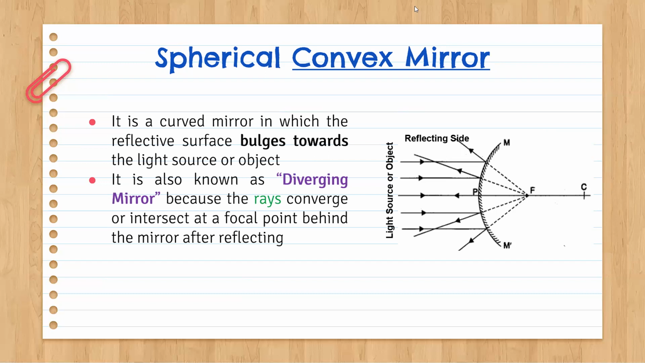Now, this is only a representation if the rays continue to pass through the mirror. But in reality, it does not, since the light rays are already reflected by the reflecting sides of the mirror.